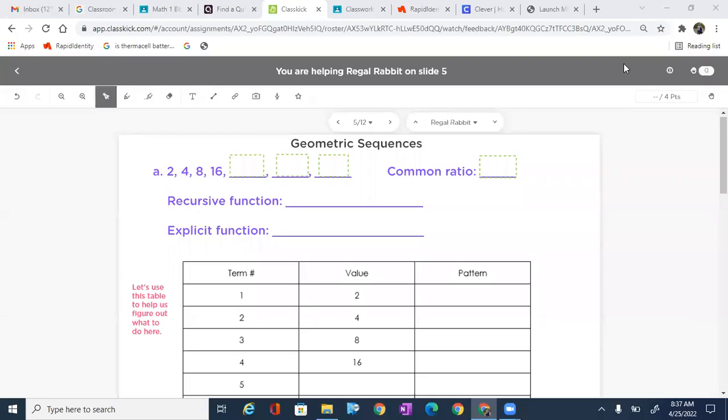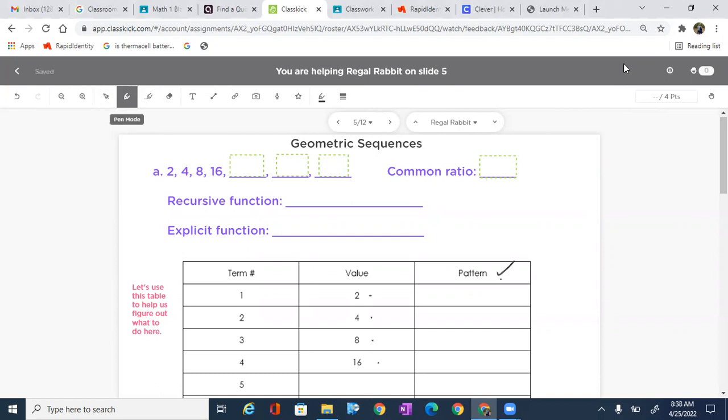All right, we're going to go ahead and look at a geometric sequence. So let's look at the pattern 2, 4, 8, and 16. If you look at the table down here, we're going to use this just to display the exact way of doing this. So you'll notice that we have the values 2, 4, 8, and 16, and we're going to look for the pattern that is set.